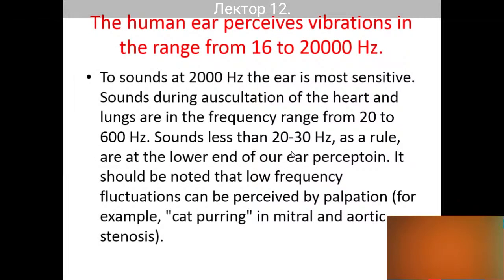The human ear perceives vibrations in the range from 16 to 20,000 Hz. The ear is most sensitive to sounds at 200 Hz. Sounds during auscultation of the heart and lungs are in the frequency range from 20 to 600 Hz. Sounds less than 20-30 Hz, as a rule, are at the lower end of our ear perception. It should be noted that low frequency fluctuations can be perceived by palpation, for example, cat purring in mitral and aortic stenosis.